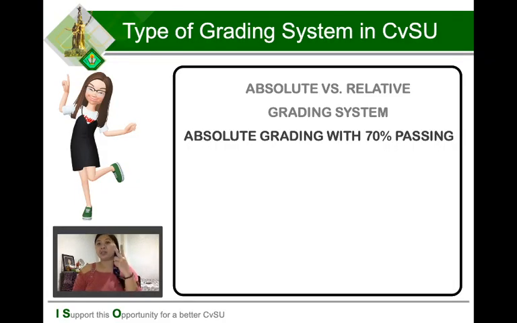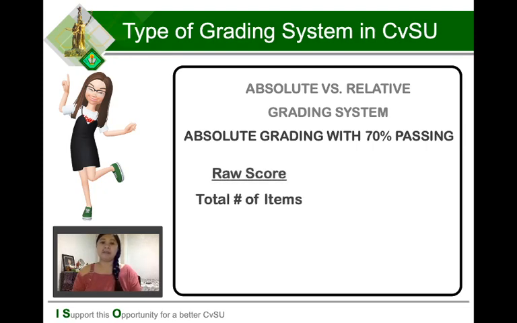So there are actually two types of grading system that we can discuss for tonight. The first is the absolute grading system. This is the grading system being followed at Cavite State University. So let us see. With the 70% passing that we have in our university, this is how we compute for the grades.